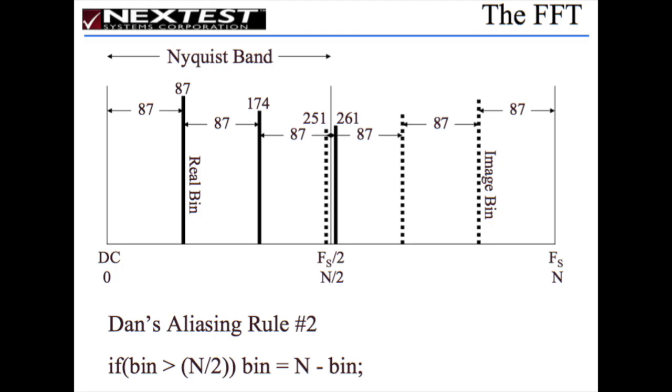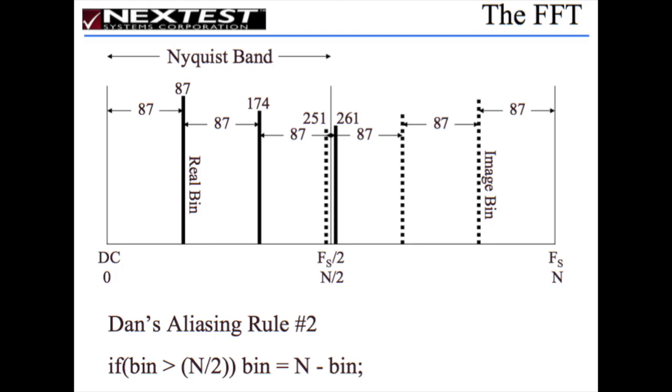Now, we said that 3 times 87 is 261. So there's bin 261. That's the real frequency. On the aliasing side, we've got the image of the fundamental, 87 bins down from N. And 87 bins down from that, we have the second harmonic image. And then 87 bins down from that, we have the image of the third harmonic. Now, that shows up in bin 251.